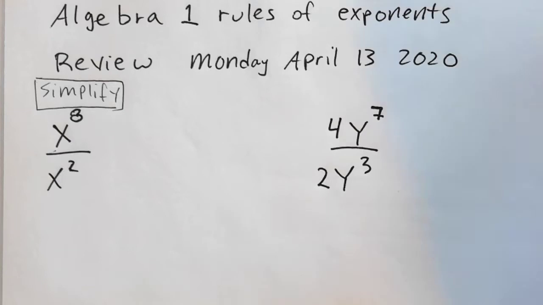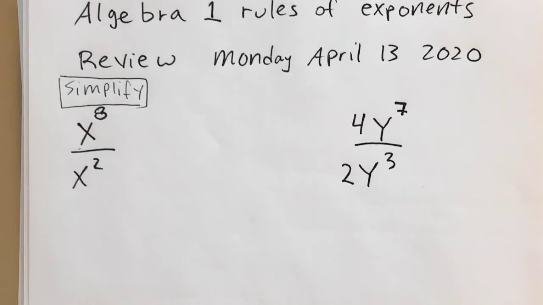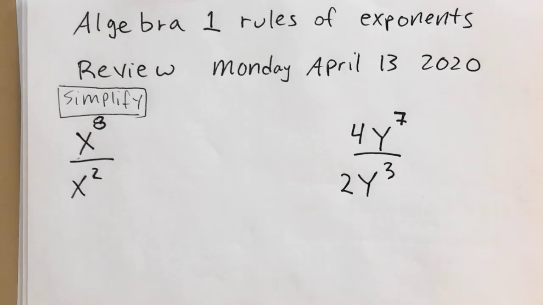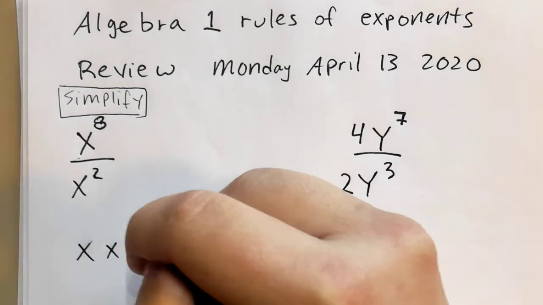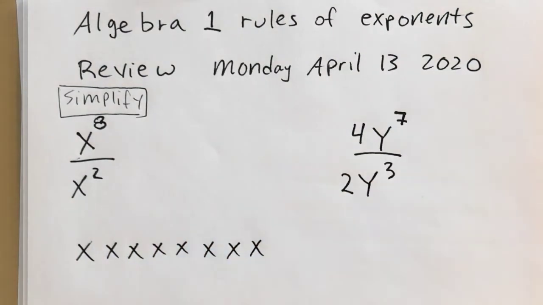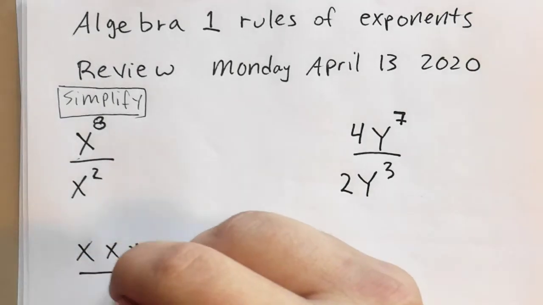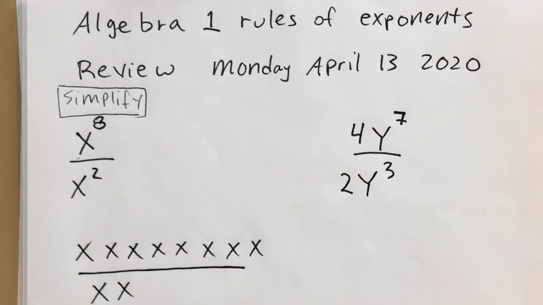What I want us to think about is really how many do we have over the other? Let's go this way. We know that we have 8 on the top: 1, 2, 3, 4, 5, 6, 7, 8. Over how many? 2: 1, 2.